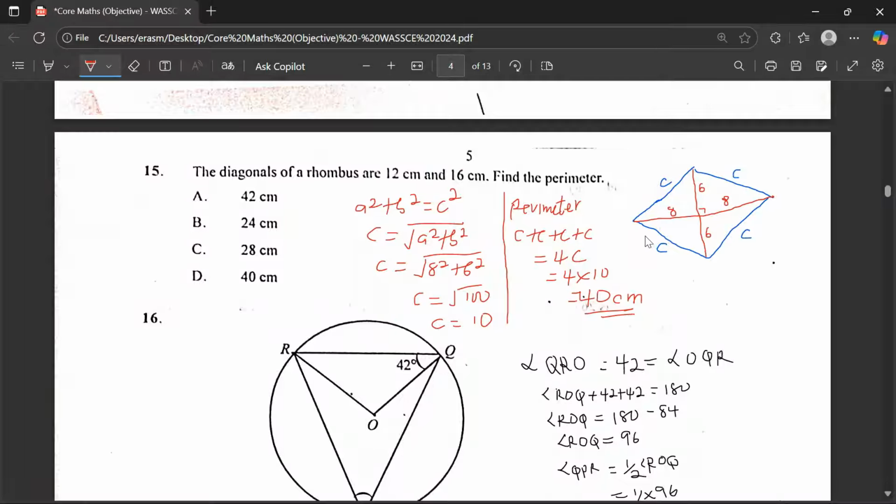Now, perimeter is just the addition of the values of all these lines. We are going to have C plus C plus C plus C, and this is equal to 4 times C. And C is 10. So 4 times 10 equals 40 centimeters. So option D is the right answer.